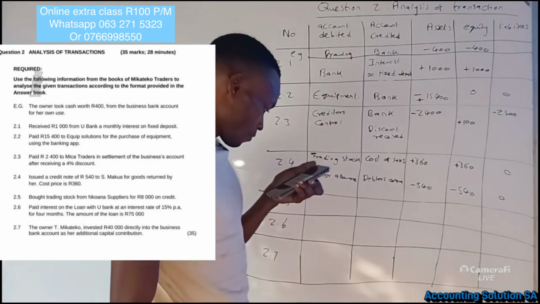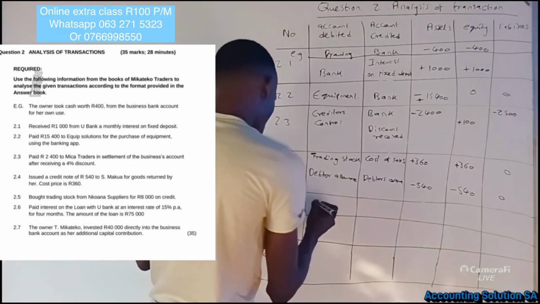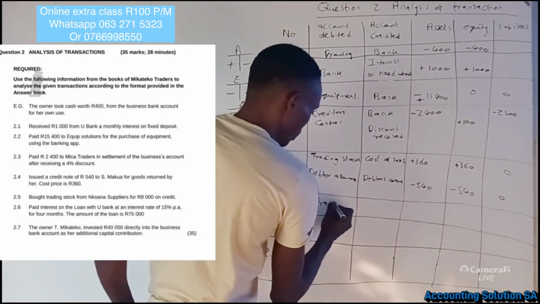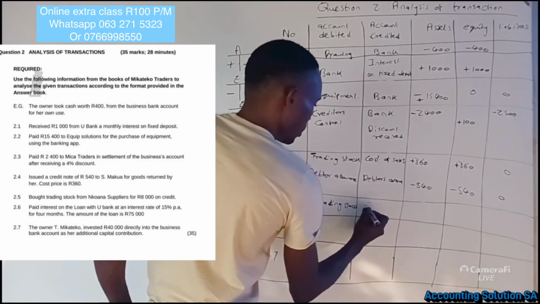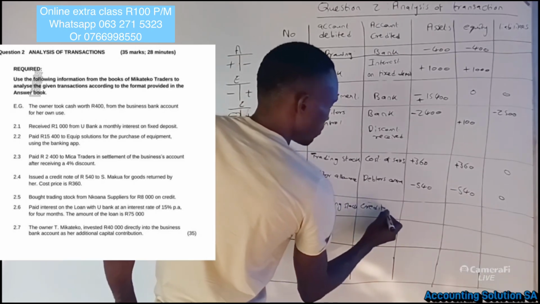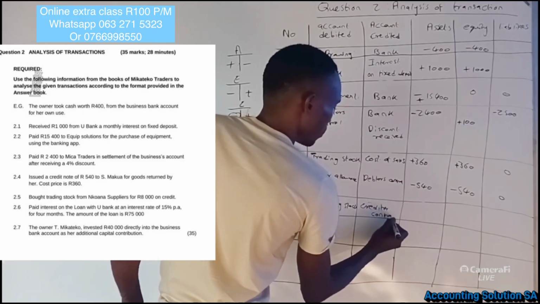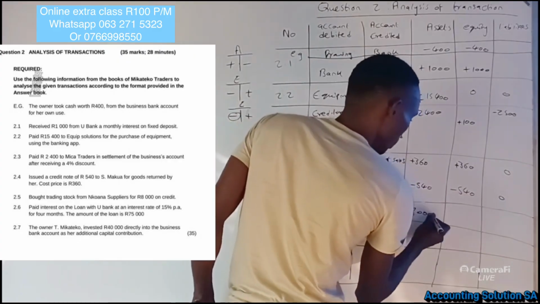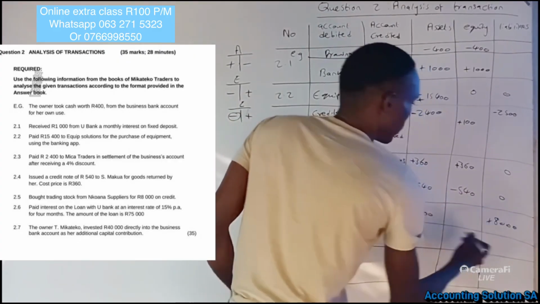Okay, the next one: bought trading stock from Kona supplier for 8,000. We bought trading stock, which is going to be debited because the asset is increasing, and creditors control, liability increase. Which means that we are going to say 8,000 a plus and 8,000 on this side, liability increase because we purchased on credit.